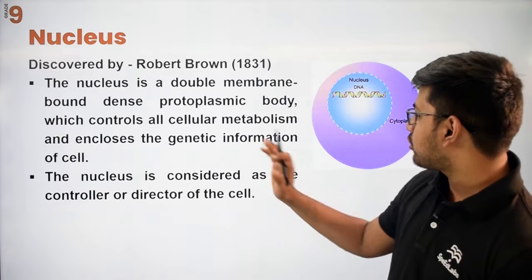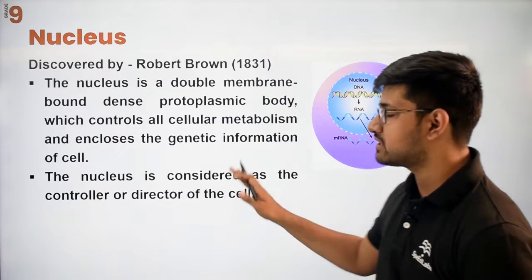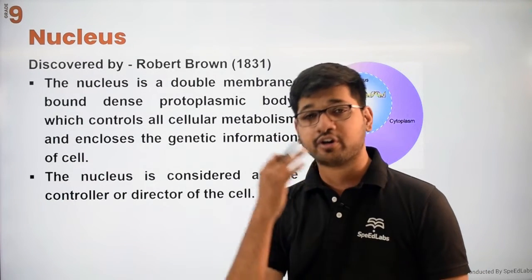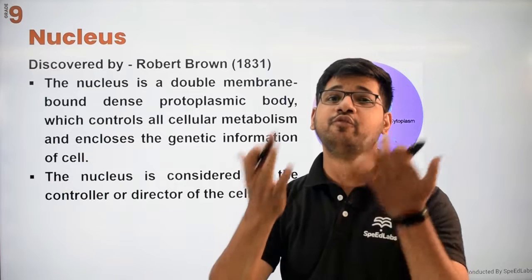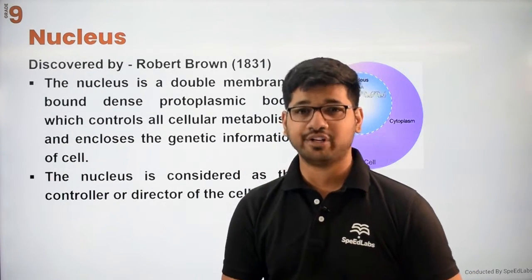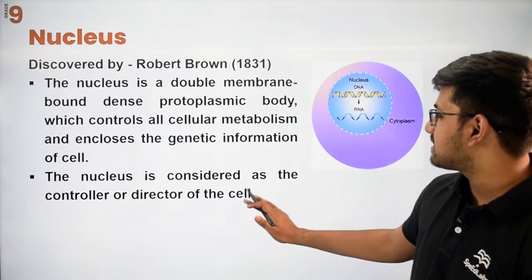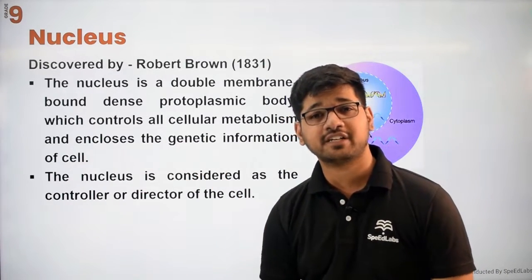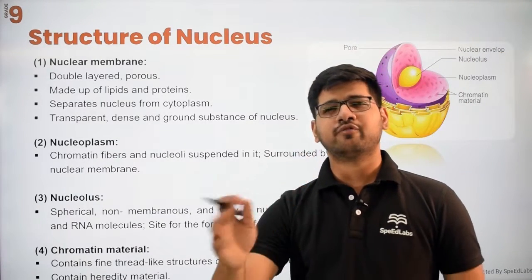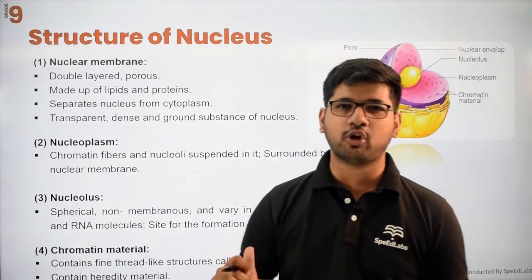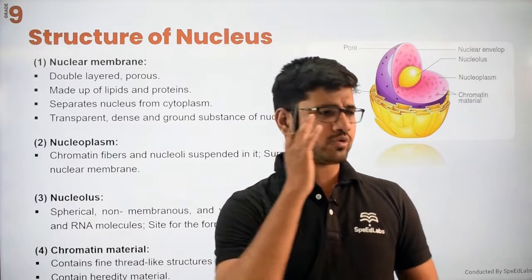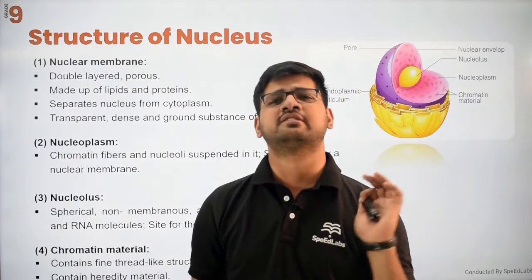Okay, it ensures all the cellular metabolism and encloses the genetic information of the cell, which is needed for multiplication, which is needed for every growth prospect and aspect of the cell, eventually the body as well. Okay, the nucleus is considered the controller or director of the cell. Whatever is happening in the cell, you may call it functioning, you may call it any kind of metabolic process, all this goes through with the help of the nucleus. The nucleus directs that this organelle has to do this or that.